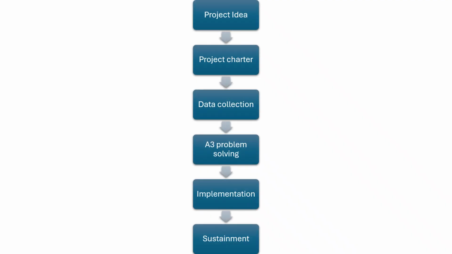The project charter answers questions like, what are we trying to accomplish? Who needs to be involved? What's in scope? The A3 takes over once the project begins, guiding you through understanding the current state, identifying root causes, developing countermeasures, and sustaining improvements. So while these tools work very well together, they serve different purposes. The project charter aligns the team before the work begins, while the A3 helps the team work through the improvement itself. Now, let's walk through each section one step at a time.